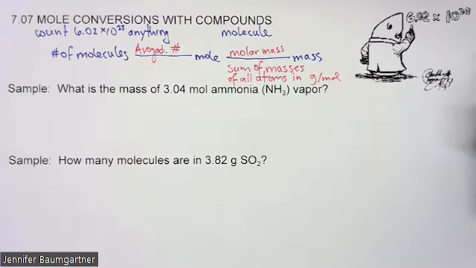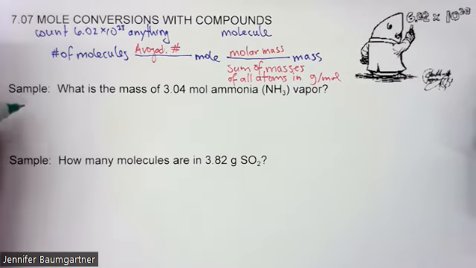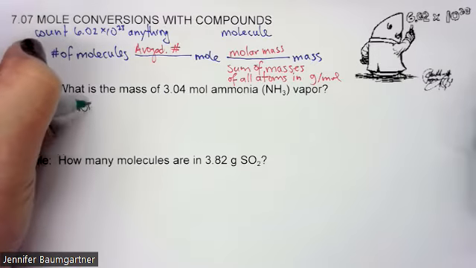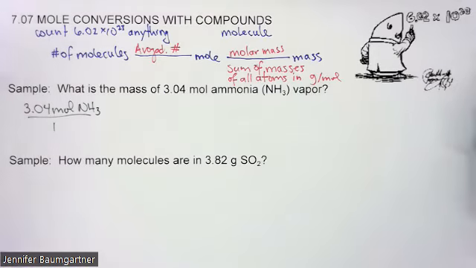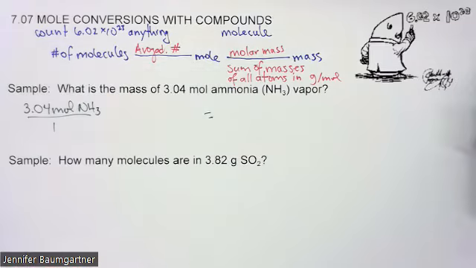So I think the easiest thing is to just jump through some sample problems, and you're going to see this is very similar to what we've done before. So we have, what is the mass of 3.04 moles of ammonia vapor? So what we did last time was we framed up our problems. The problem gives me 3.04 moles of ammonia vapor. That's over 1. And I'm going to mass.